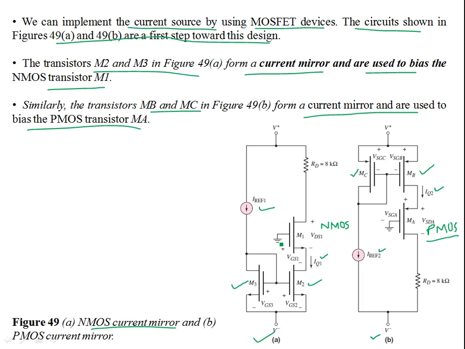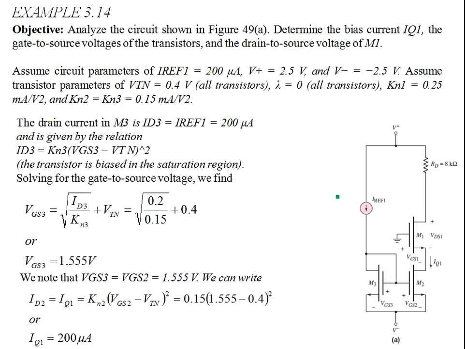Both the transistors M2, M3, and similarly MB and MC, have the gates tied together, and then the sources are also connected. So for the same conduction parameters, you're going to have the same current. So let's analyze this circuit. How do we say that these are mirror current devices? Let's try to do a DC analysis to find out how this occurs.